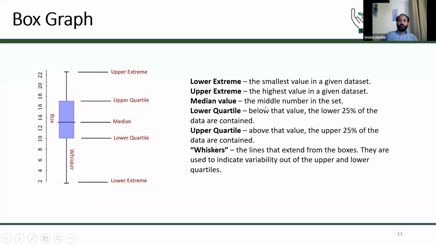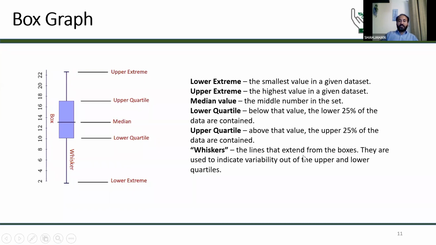Then there's the median value, the middle number in the set. So this is the median value. Here we will show the median value. And then this is the lower quartile. Below that value, the lower 25% of the data are contained. And then there's the upper quartile. The lower quartile is this one. This means that the values below this are 25%. And the upper quartile means the values above it contain the upper 25% of the data.